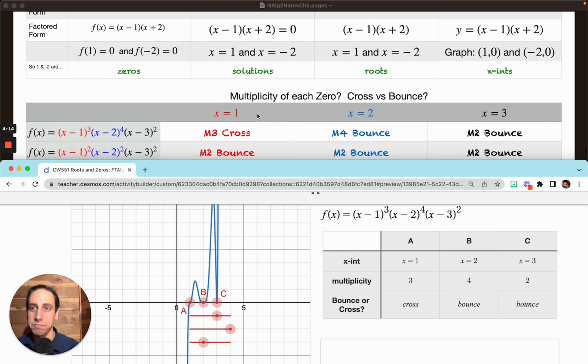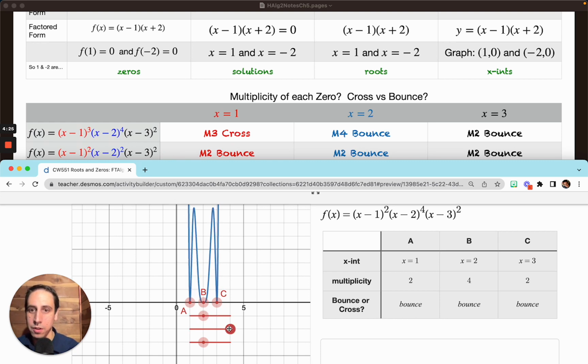Next, let's change up the multiplicities a little bit. The zeros are going to stay the same, but I'm just changing these exponents. So we're going to go 2, 2, 2. Let's see what happens. The multiplicity is now all 2, and look, they all bounce. This one bounces off the x-axis, this one bounces off the x-axis, this one bounces off the x-axis, and we can record it in our table as such.